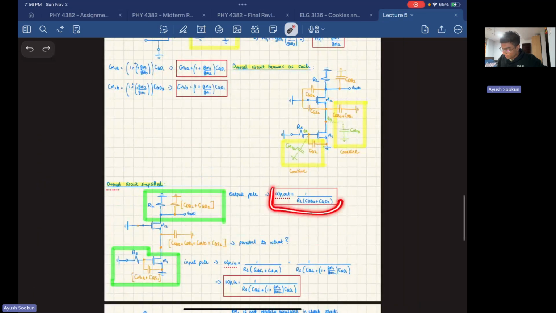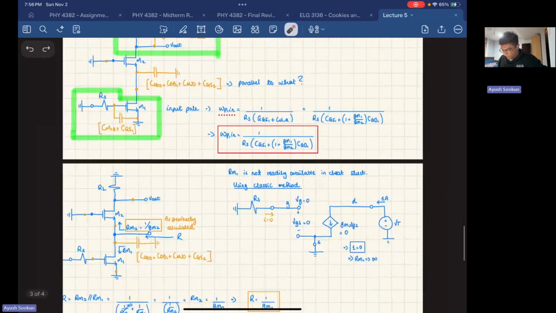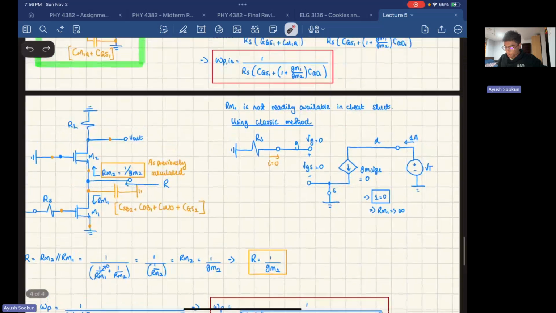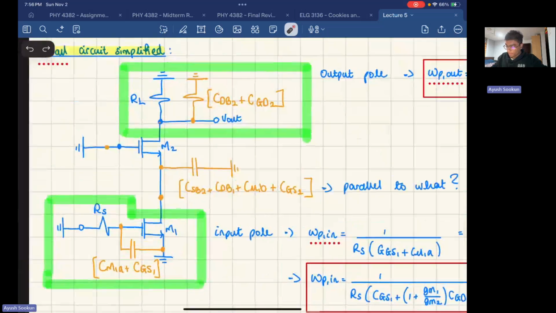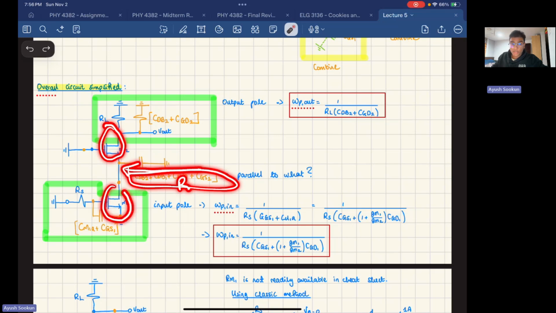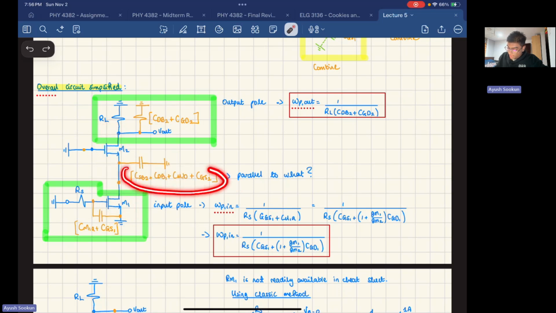So now that I have my input pole and my output pole, I need to go back to this one. What is this equal to? So this is equal to, if you think about it, I'm trying to find a resistor value that is in parallel with this capacitance. Well, this transistor can be replaced by a resistor, and this transistor can be replaced by a resistor, and these two are going to be in parallel. So this capacitor is parallel to the parallel combination of the equivalent impedances of these two transistors.